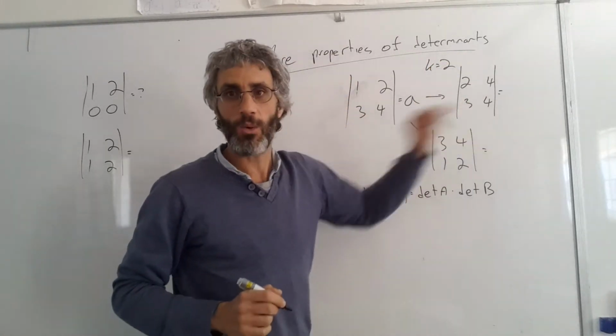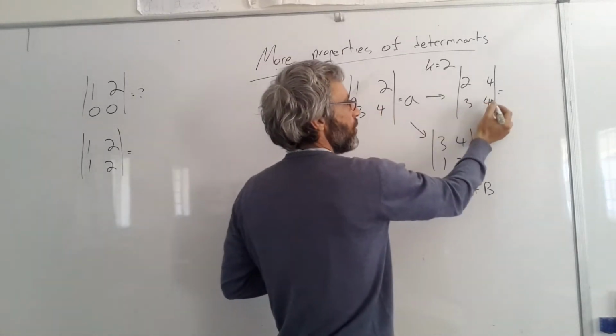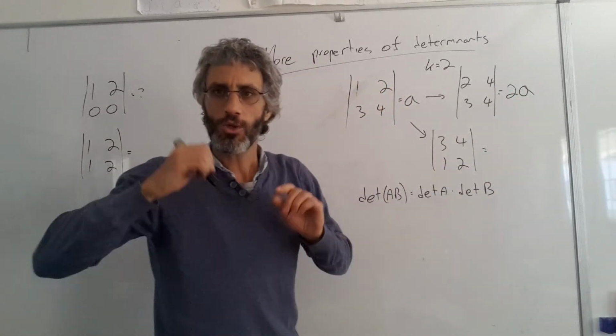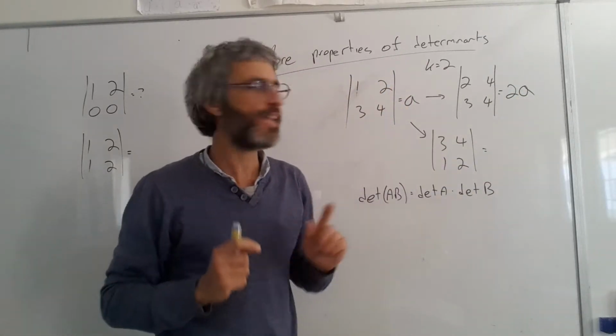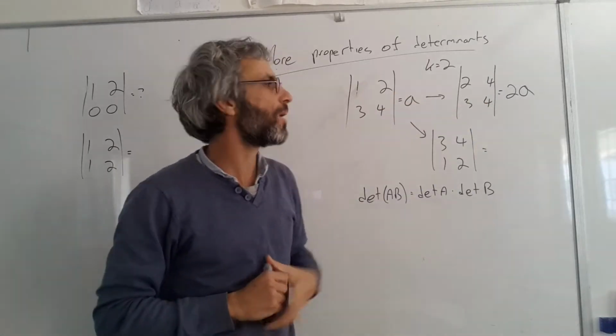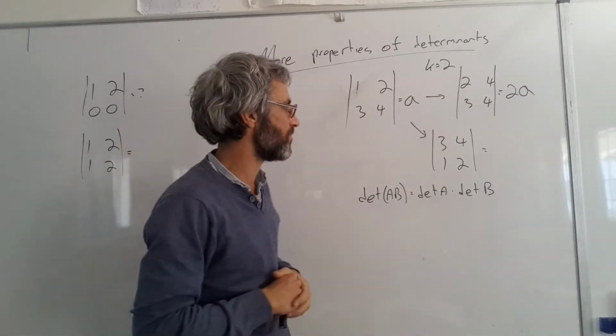In this case, the scalar is equal to 2. So what the property of the determinant ensures is that the determinant of the new matrix is 2A. So for each row that I multiply by a scalar, if I want to know the determinant, I just need to multiply it by the scalar. In this case, it was 2. In other cases, it could be something else.